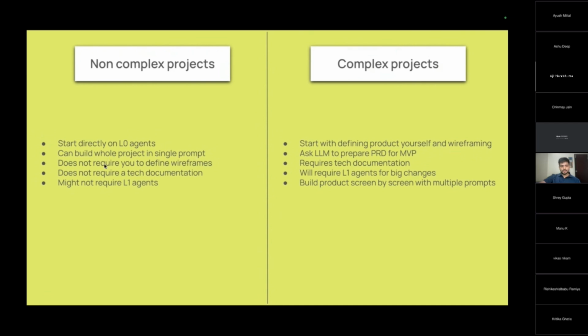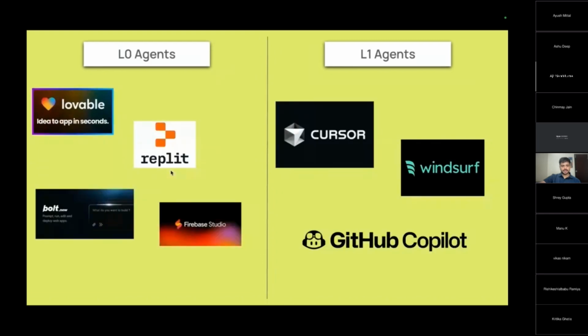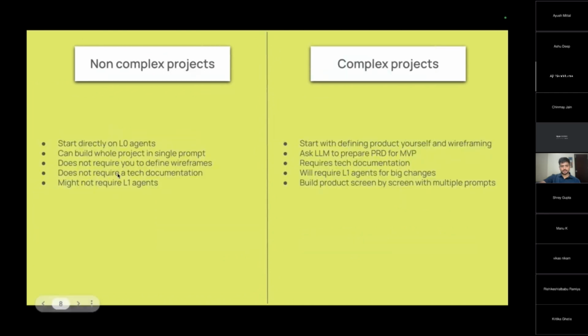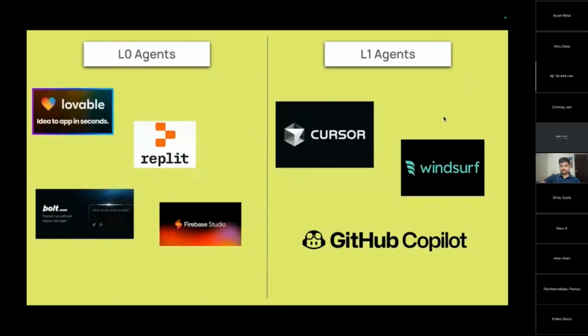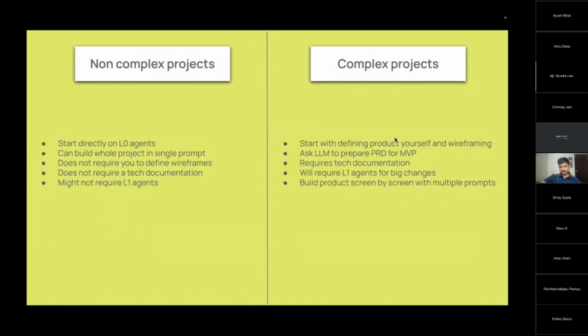You do not need to define wireframes and all that, and you don't even need to know what tech is going on behind it. These agents themselves pick a tech stack and build based on their own understanding, so you don't even need to know what is happening behind the scenes. These kinds of projects might not even require L1 agents. In the case of complex projects, where you have multiple screens and complex workflows, you will have to define the product yourself, do wireframing, ask an LLM to prepare a PRD, and you need to know what tech is behind the project.